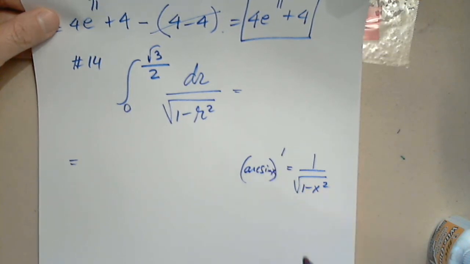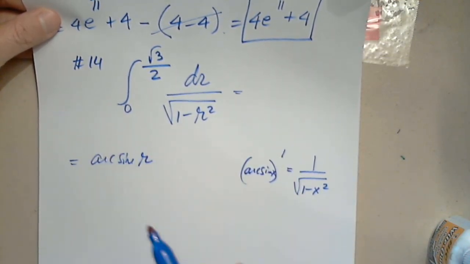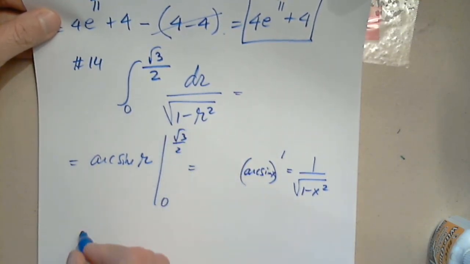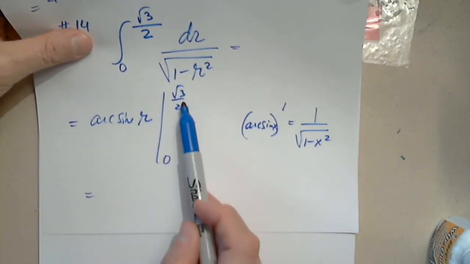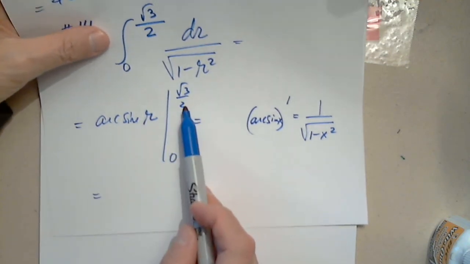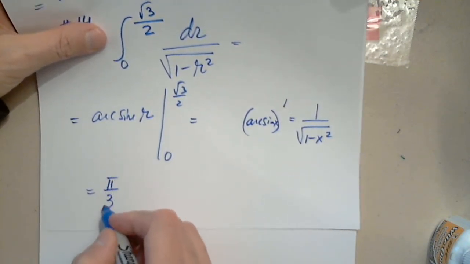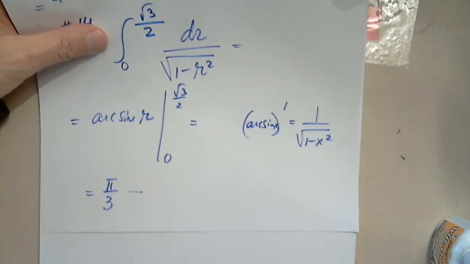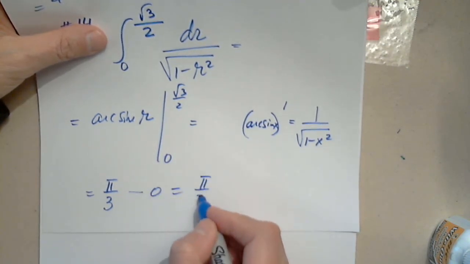In case you remember, that is arcsine x, of course. So this will be arcsine r from 0 to the square root of 3 over 2. So now I have to determine which angle has sine the square root of 3 over 2. And that is pi over 3. Minus, when I plug in 0, which angle has sine 0? That's 0. So this is pi over 3.